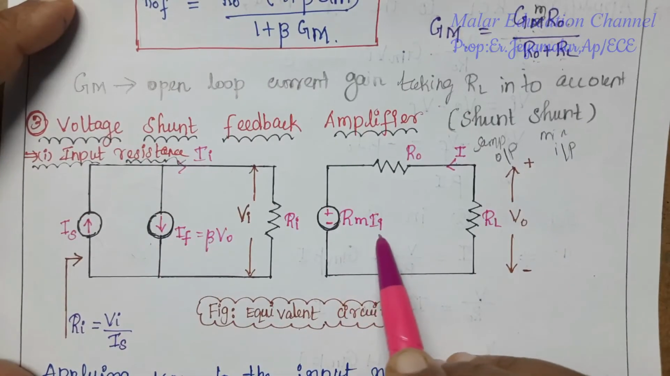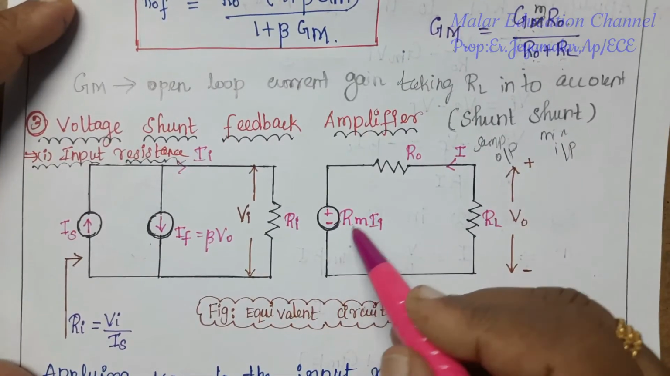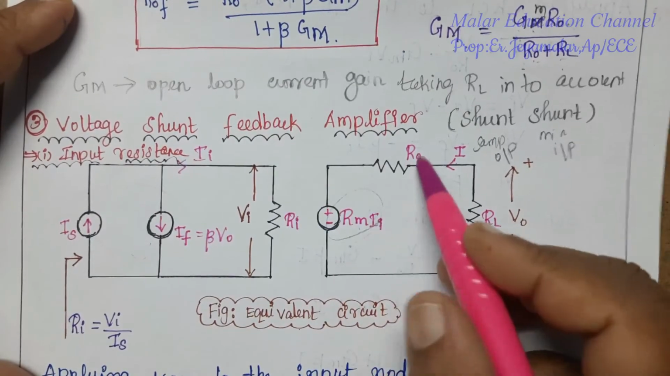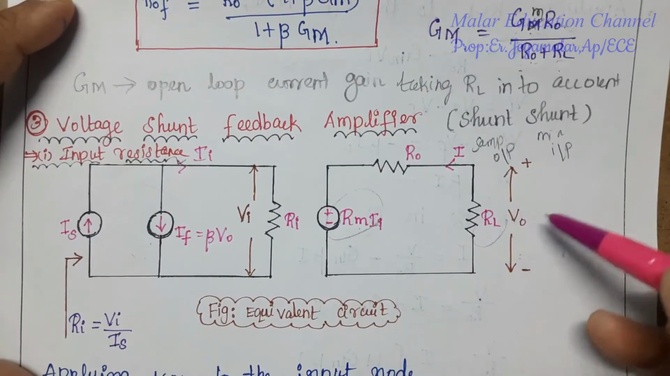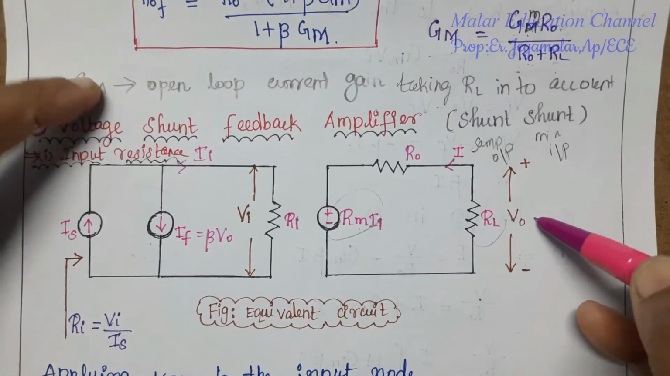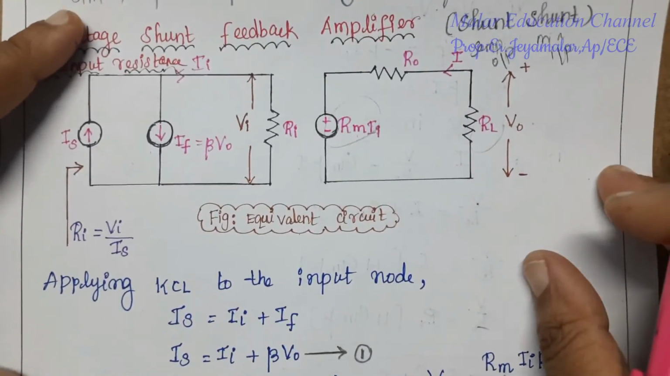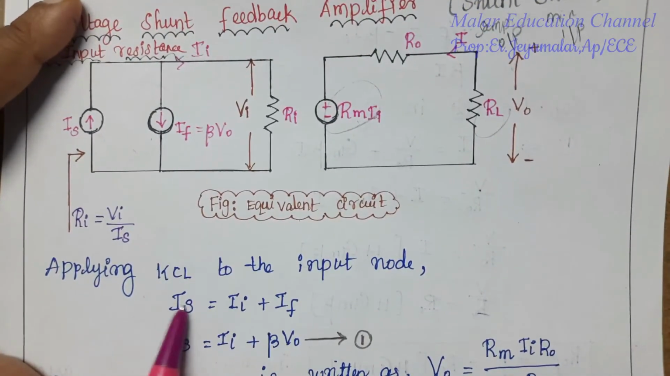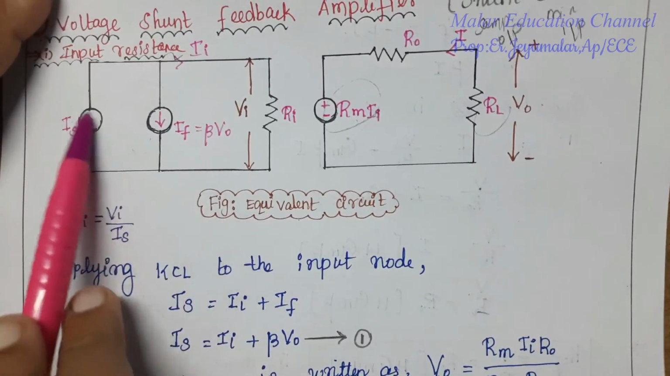Okay. Rm into Ii and R0. This is for gain. Rm into Ii, R0 here, this is for load resistor and output voltage. Next, as per the procedure, first apply the Kirchhoff current law. Here, this is the current source.